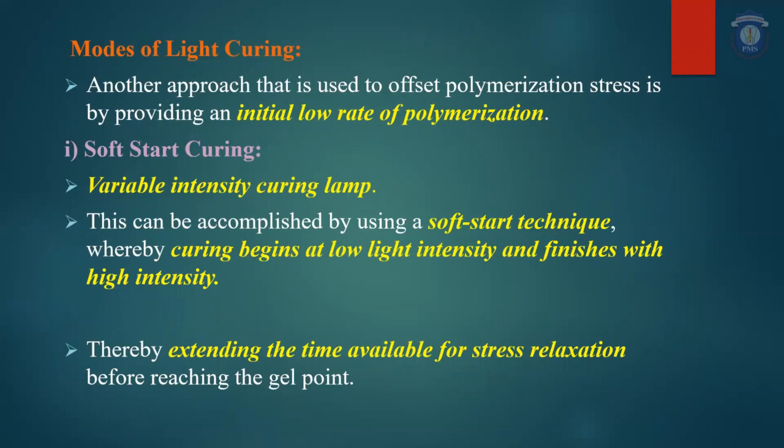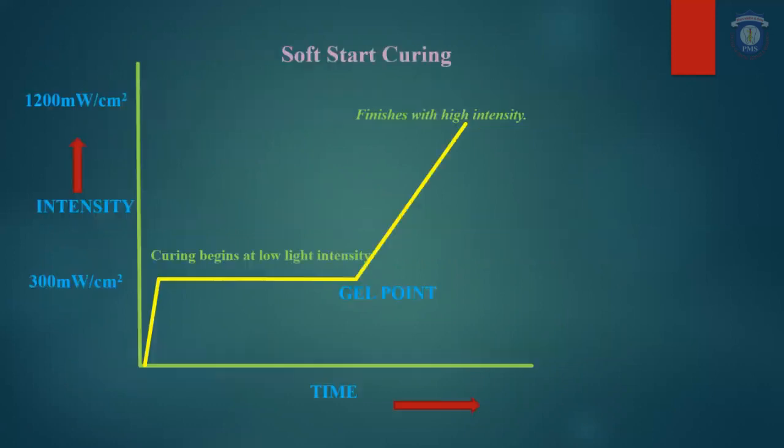Now, in soft start curing, what the clinician is basically doing is that the curing of the composite will begin at a low light intensity and will finish with high intensity. So, what is the advantage of starting with the low intensity and then finishing with high intensity? We are basically extending the time available for stress relaxation before reaching the gel point. I'll explain it again. See, in soft start curing, the curing will begin at low intensity, for example, 300 milliwatt.